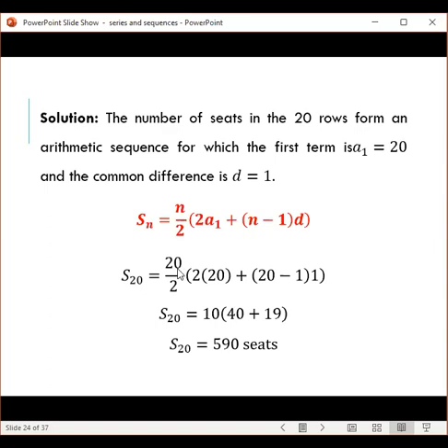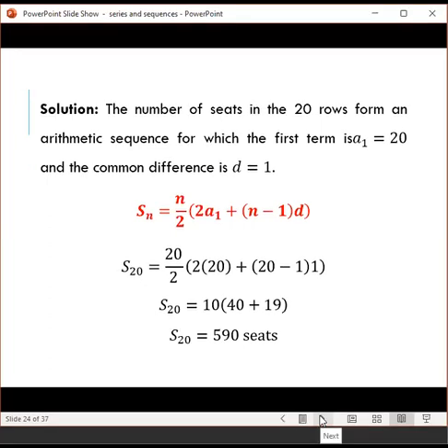So our n, 20 rows, so 20 over 2 multiplied by 2 times 20. This 20 is the first term plus 20 minus 1. So you get 19 multiplied by 1. So still 19. So 2 times 20, you get 40. So 40 plus 19, you get 59. 59 multiplied by 10, you get 590. So there are 590 seats in the auditorium.